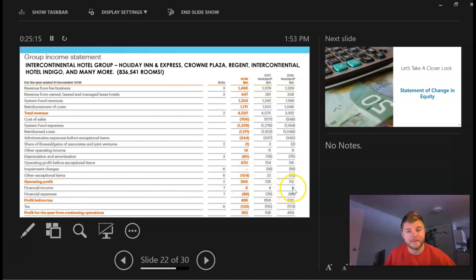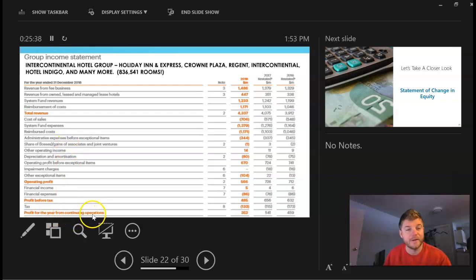And then they also maybe have some financial income or expenses. So financial income could be money they've invested and they're not making much, $6 million, and financial expenses, $86 million. They're spending a lot on their financial expenses. Anyways, it gives you an idea of what maybe a more in-depth look at. This is a group income statement.